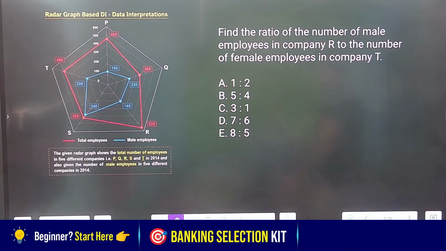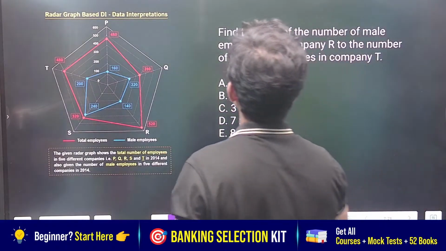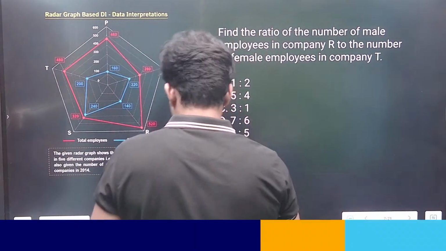Now again, easy question. Find the ratio of number of male employees. So guys, ratio of number of male employees.